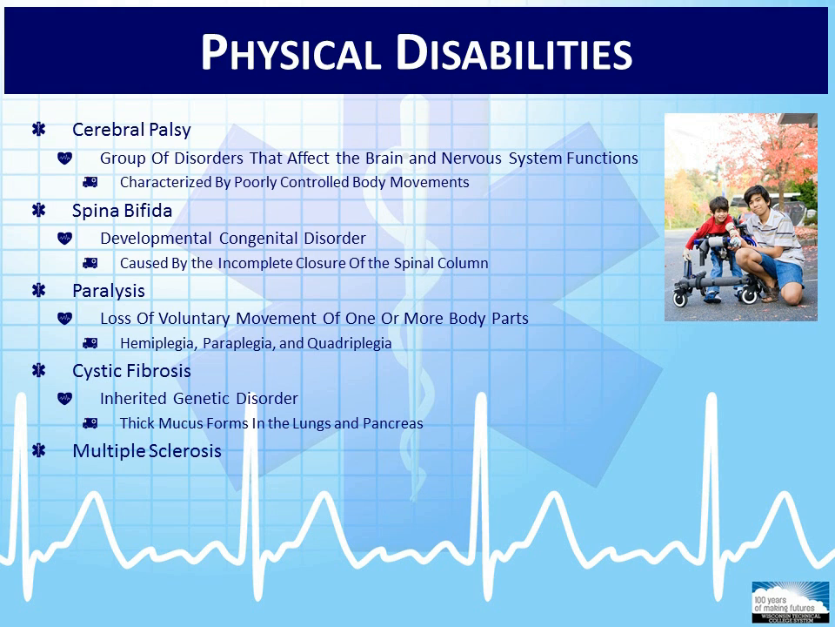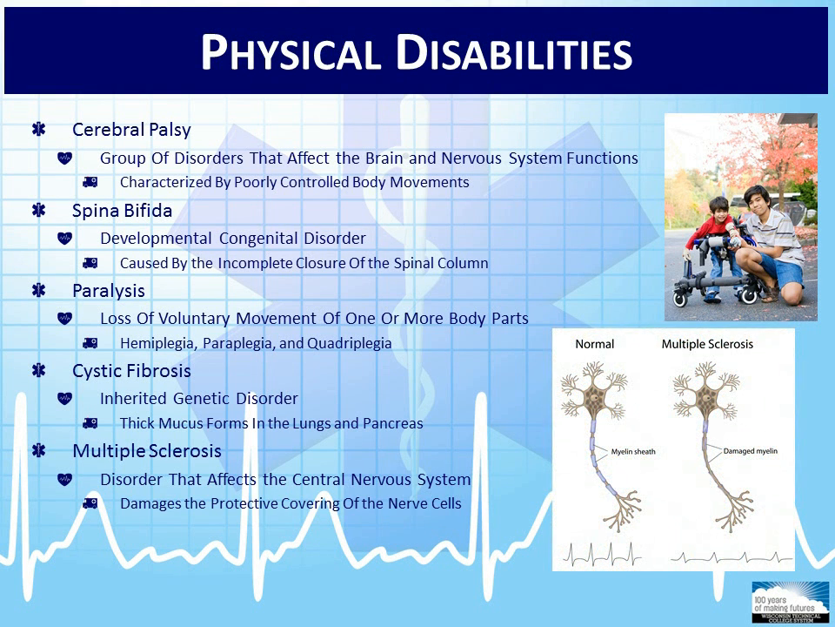Multiple sclerosis, MS, is a disorder that affects the central nervous system, the brain and spinal cord. The protective covering on nerve cells is damaged by inflammation. This damage causes the nerve signals to slow down or stop, leading to symptoms such as muscle weakness, difficulty ambulating, and speech or visual problems. The exact cause of MS is unknown.